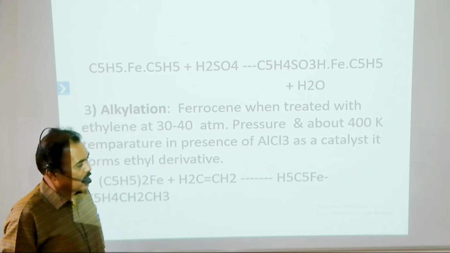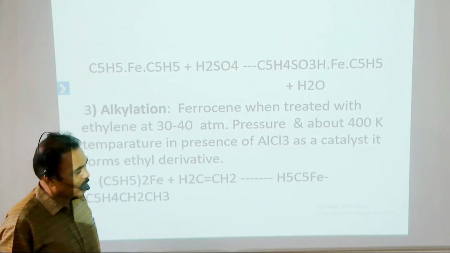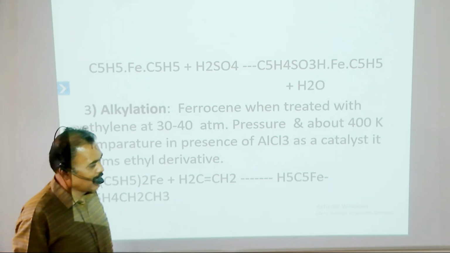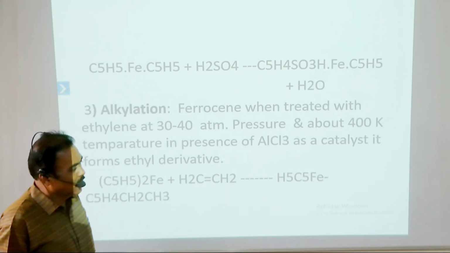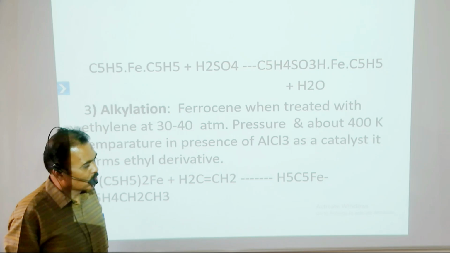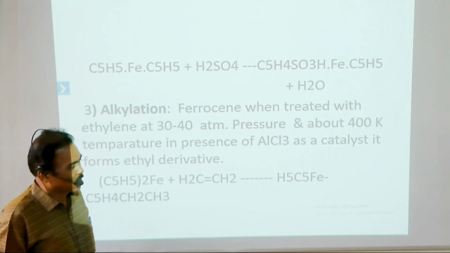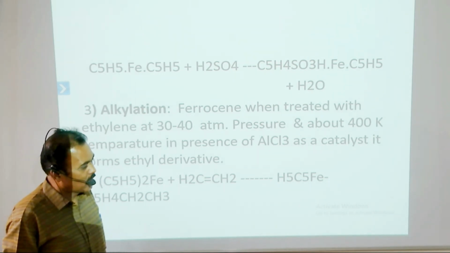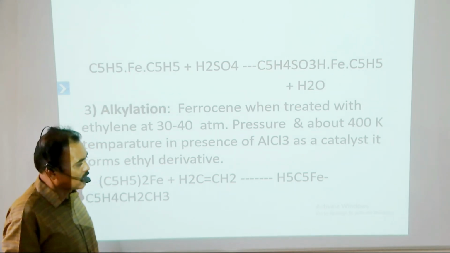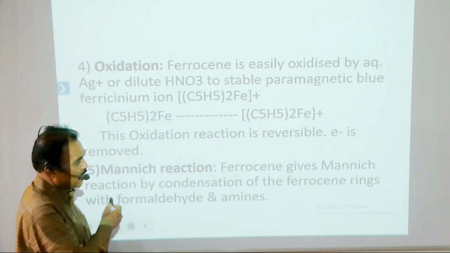Then the next reaction is alkylation reaction. Ferrocene, when treated with ethylene at 30 to 40 atmospheric pressure and about 400 Kelvin temperature in presence of AlCl3 as a catalyst, forms an ethyl derivative. So the reaction is (C5H5)2Fe plus CH2=CH2, ethylene. It produces C5H5-Fe-C5H4CH2CH3. This is the ethyl derivative and therefore that reaction is called alkylation reaction.